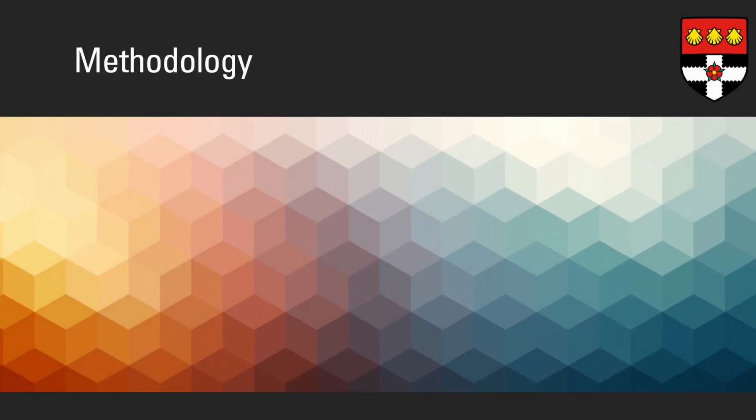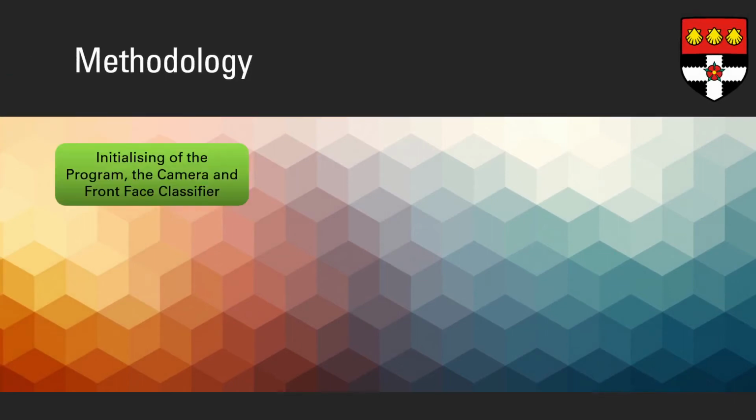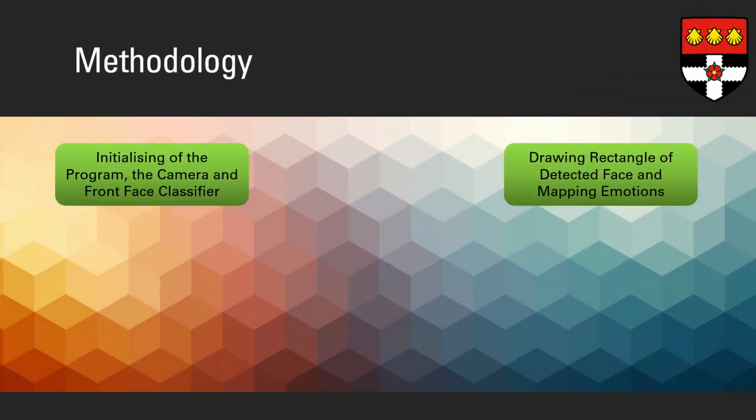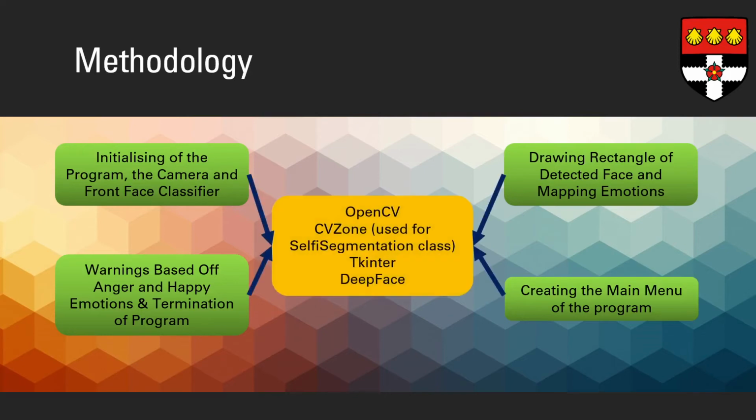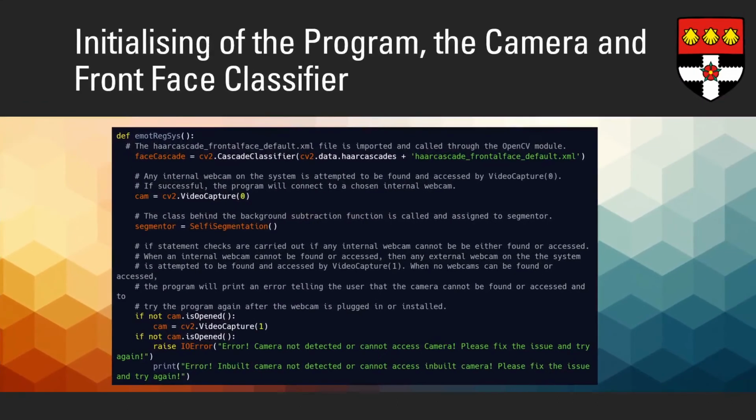For the methodology, we will look at the initialization of the program and camera, drawing a rectangle around the face and mapping emotions to it, creating warnings based off the anger and happy emotions, and the termination of the program. The menu will also be looked at, and also the libraries and modules shown now will be explained later in these parts. The key code behind the program is stored in this function.